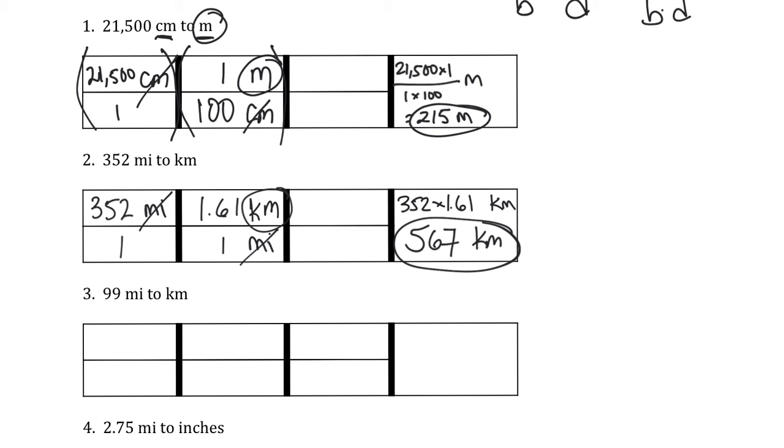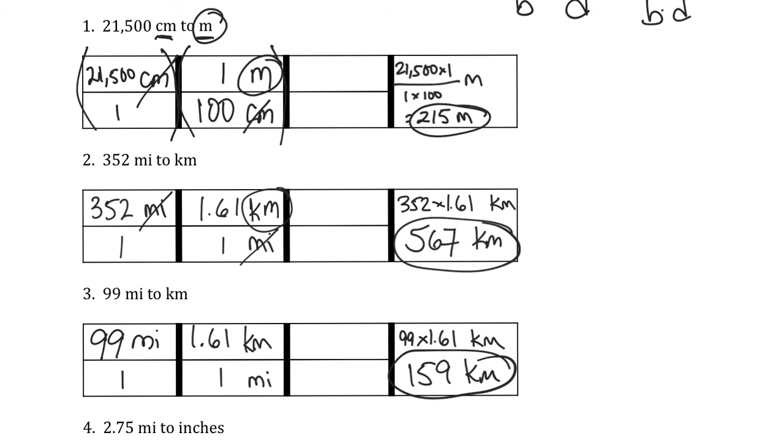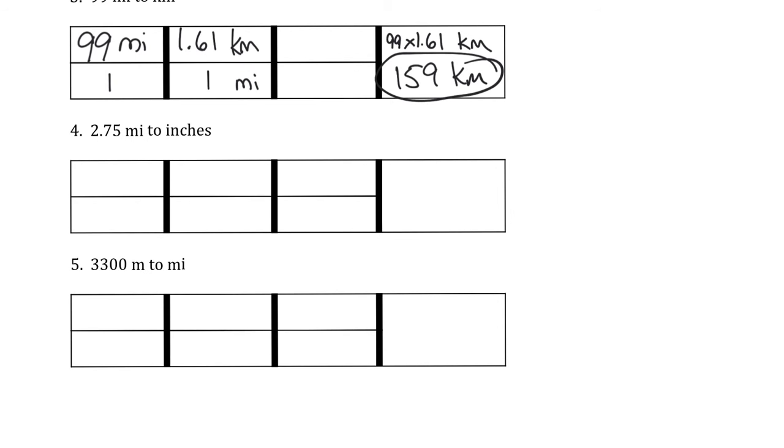All right, let's keep going. This is kind of interesting. This is exactly the same setup. So let's see if we can just do this one quickly. 99 miles, slap a 1 down there. Miles to kilometers, we have miles on top, so miles on bottom. We can go directly to kilometers using those numbers. And we're good, 99 times 1.61 kilometers. And that's 159 kilometers.